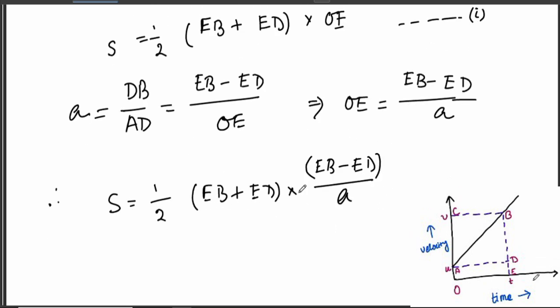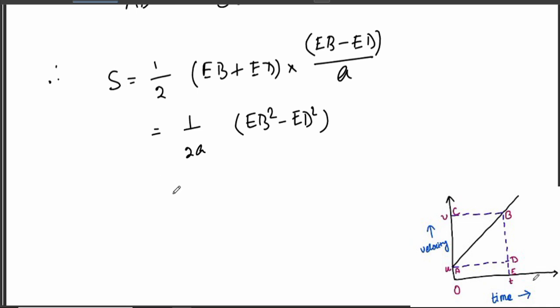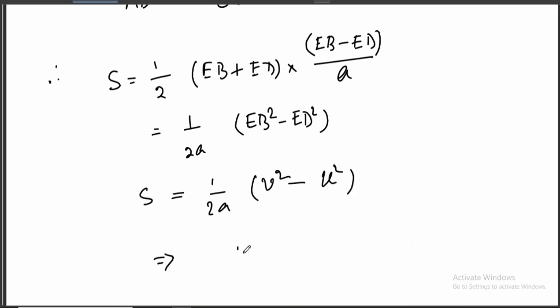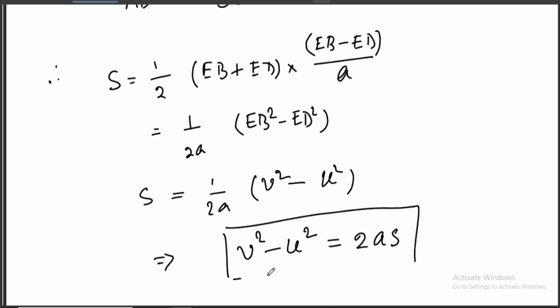Now this is nothing but a plus b into a minus b, that is a square minus b square. So 1 by 2a, EB square minus ED square. EB square is nothing but our v square, and ED square is our u square. So we get v square minus u square equals 2as. This is our third equation of motion.